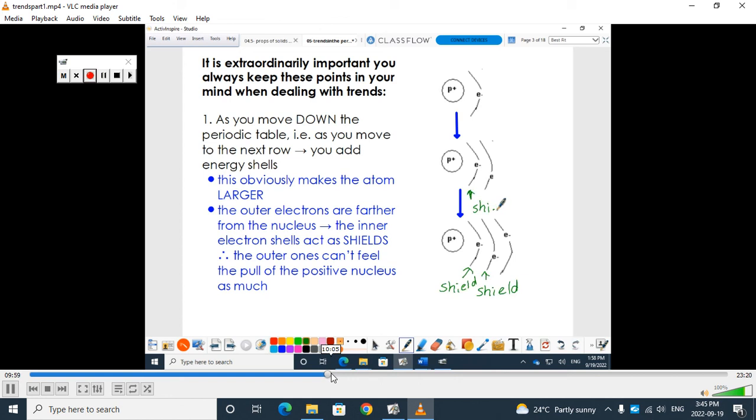Okay, so the first period only has 1 shell, but then when you get to period 2, now you have an outer shell plus a shield. When you get to period 3, you have an outer shell plus 2 inner shields. So period 3, those outer electrons are totally blocked. The obstacles are double now, to feel that positive pull of the nucleus.